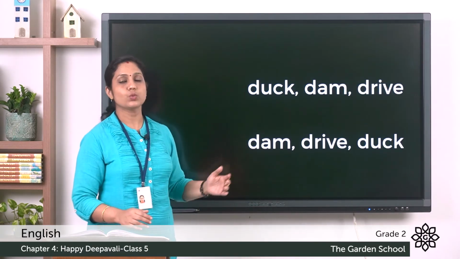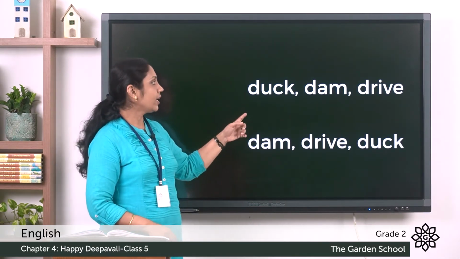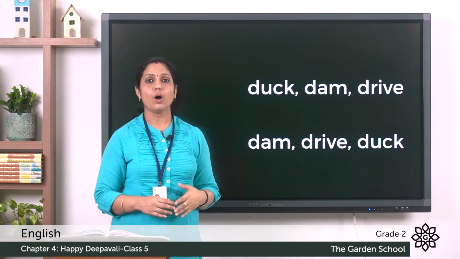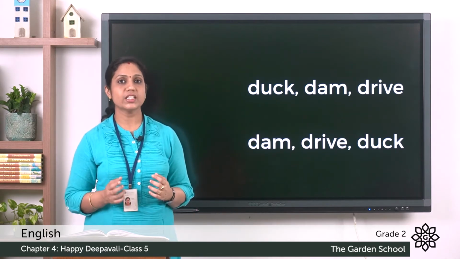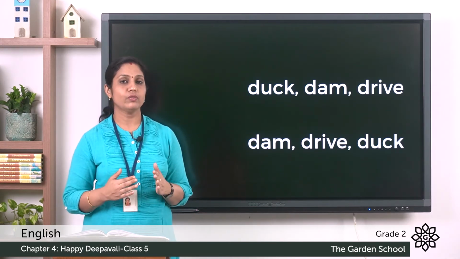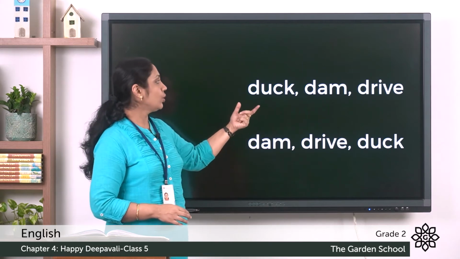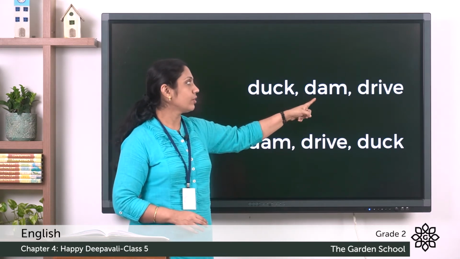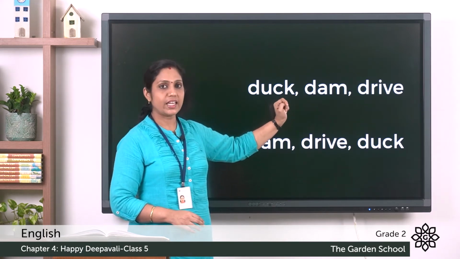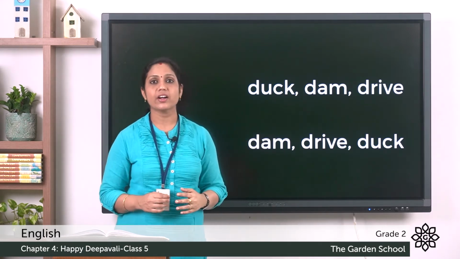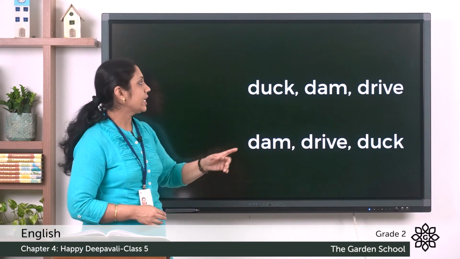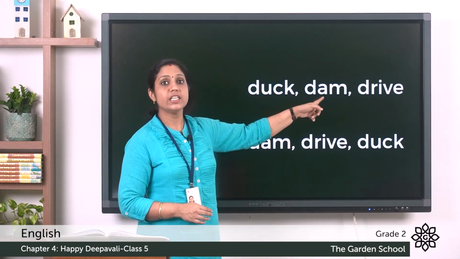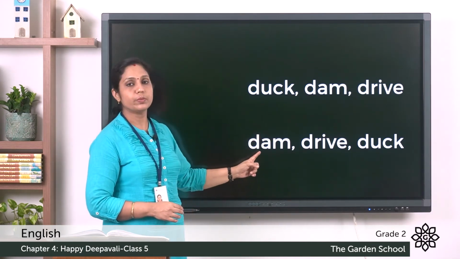Now let's look at these words. We have duck, dam, drive. All these words begin with the letter D. So what do we have to do? We'll check the second letter. For the word duck, we have U, the second letter. With the word dam, A is the second letter. And for drive, R is the second letter. So dam comes first because D-A-M. So the word dam should be written first.